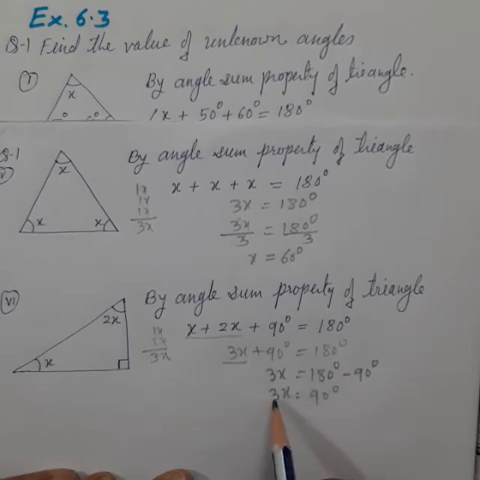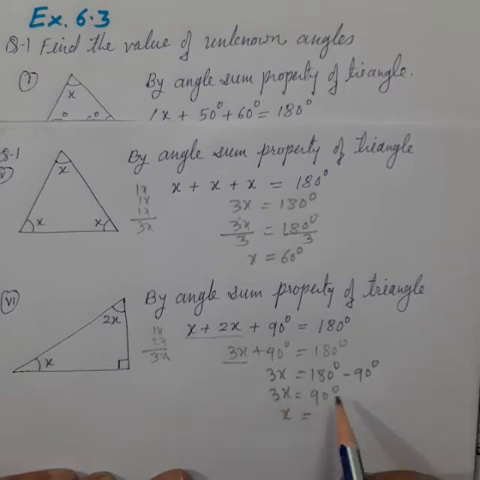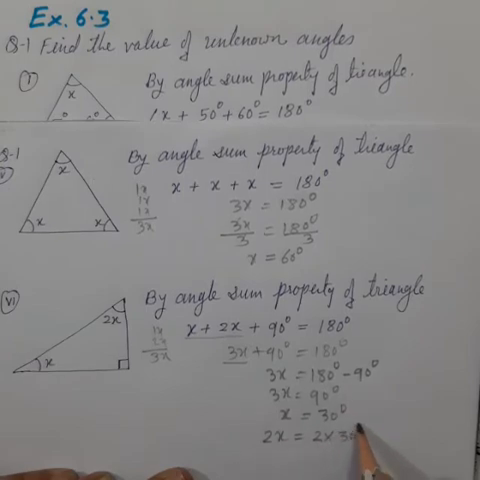Now we don't want this 3. Divide both sides by 3. So here we will get x. This 3 will cancel, and on the right hand side, 90 divided by 3 is 30 degrees. So x, we get 30 degrees. This angle, now 2x. 2x means 2 times x, and the measure of x is 30 degrees. So 2x is equal to 60 degrees.